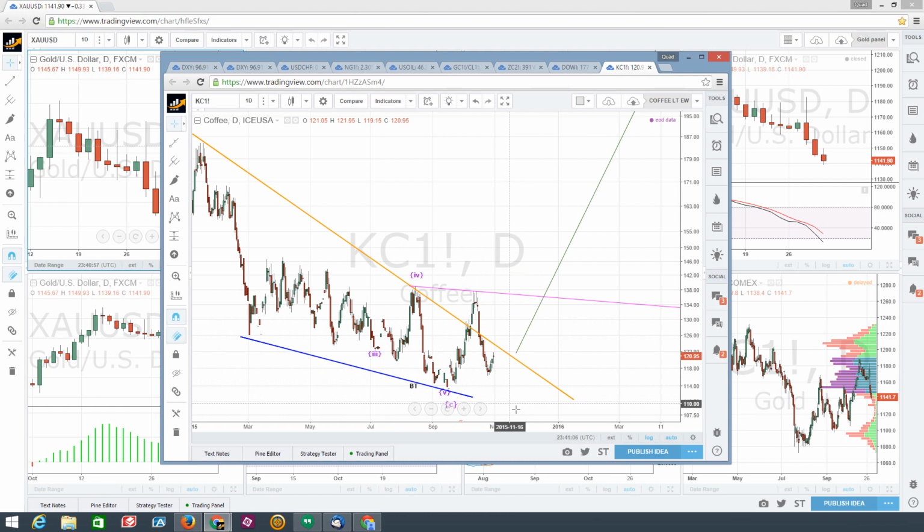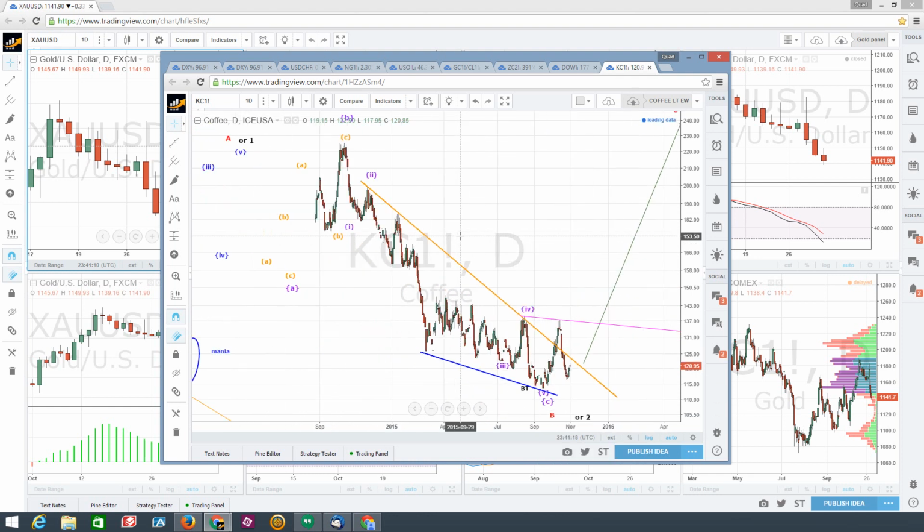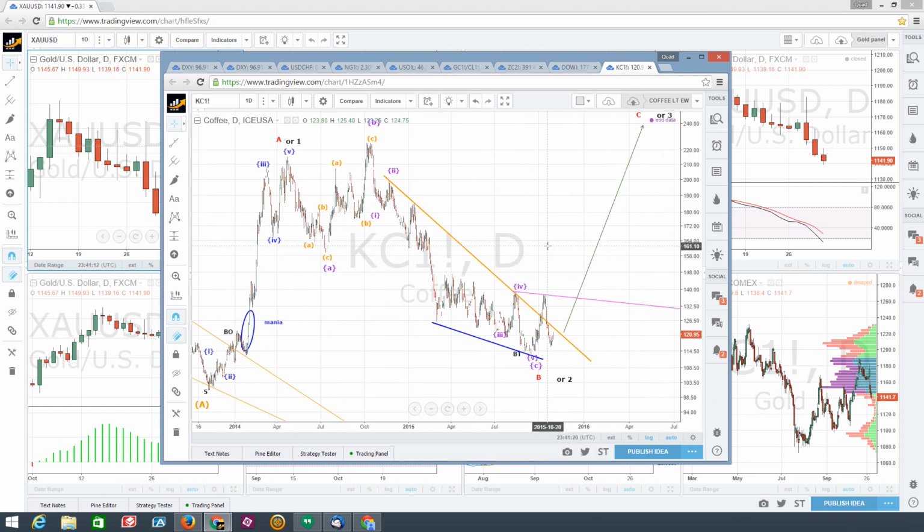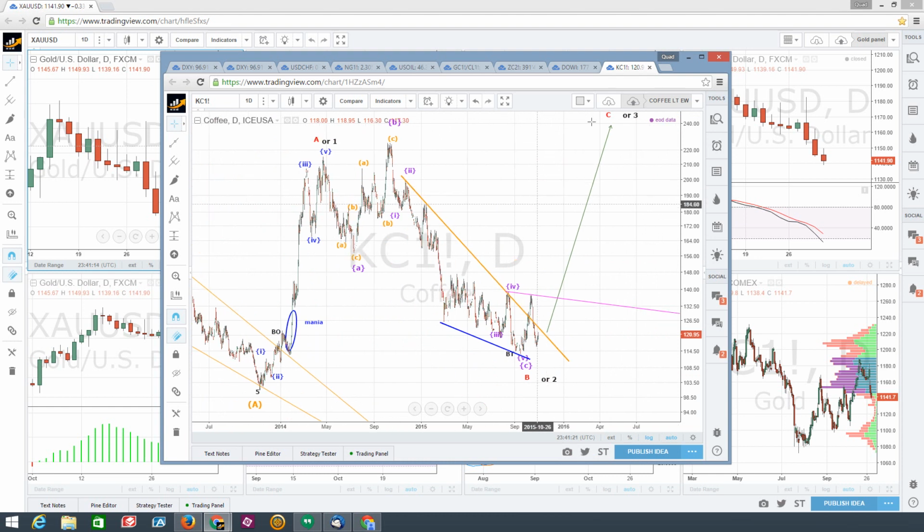Possibly just another incremental low forcing us to do another recount. But once this corrective move is complete and we shoot up here and break the neckline, that pink line, I think we'll be off and running into a major surge to the upside, into wave C or 3, that should have no problem coming up here well above 224, maybe even to 240, in possibly one very quick impulsive move.